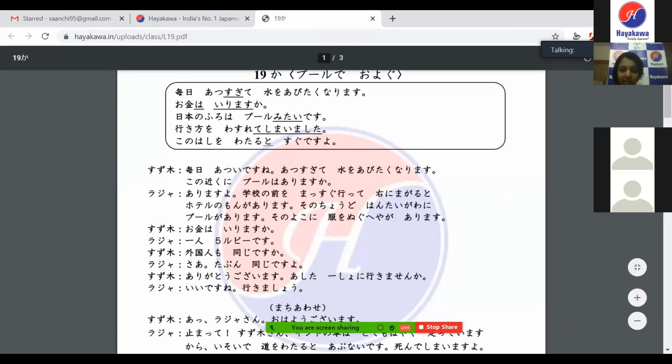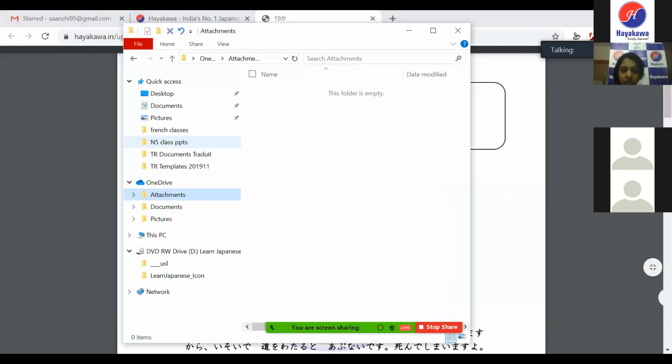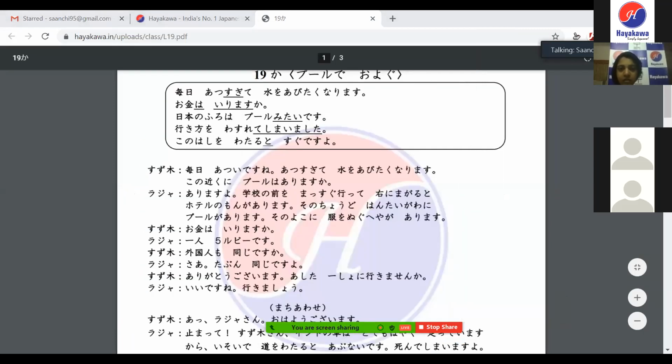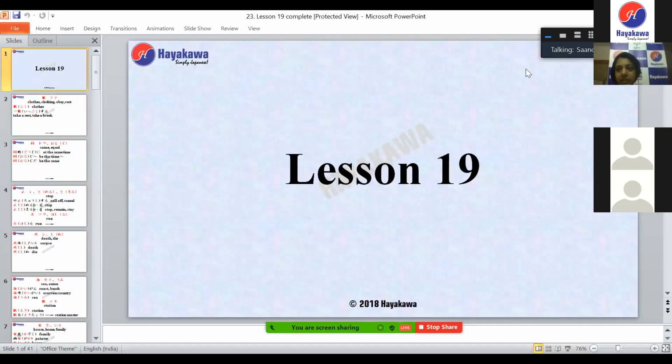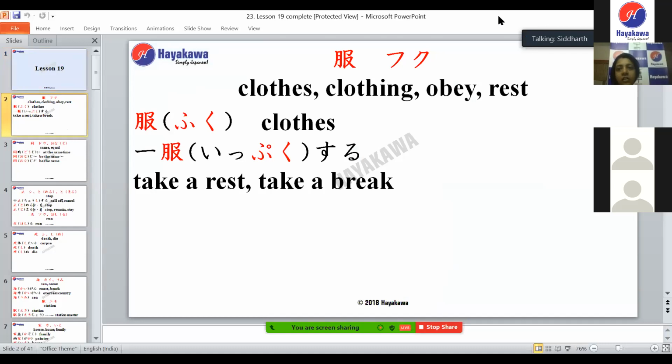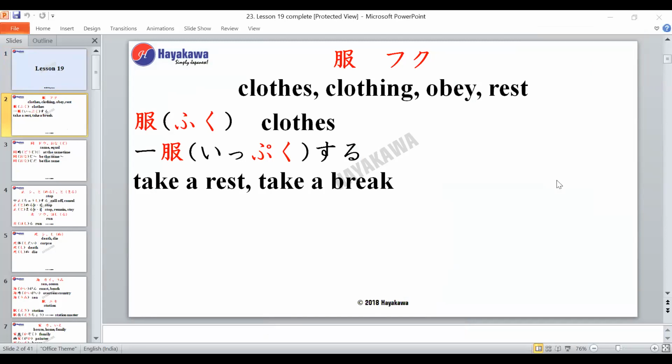Hi, so we'll start with lesson 19 today. Okay, so we'll start with the kanjis for lesson 19. The first kanji that we have on the screen has the reading of fuku. Fuku means clothes or clothing. So this is the kanji for clothes. Any doubts regarding this kanji?